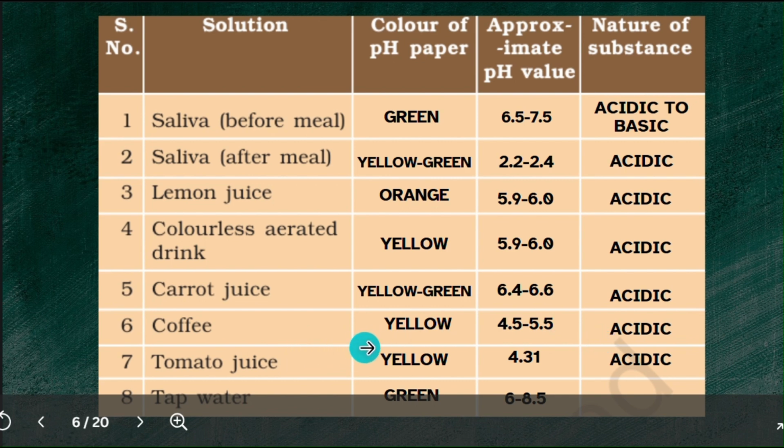Tomato juice. Color of pH paper yellow. Approximate pH value 4.31, which is an acidic substance. Tap water. The color of the pH paper is green and the approximate pH value is 6 to 8.5 and the nature of the substance is generally neutral.